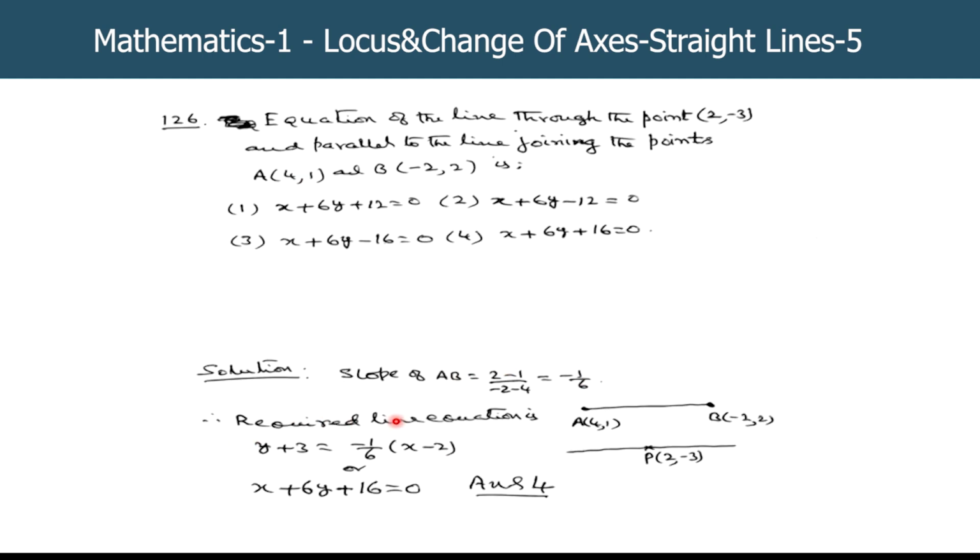Therefore, the required line equation is, because the line must pass through (2, -3), y + 3 = -1/6 (x - 2), or x + 6y + 16 = 0. So the correct option is option number 4.